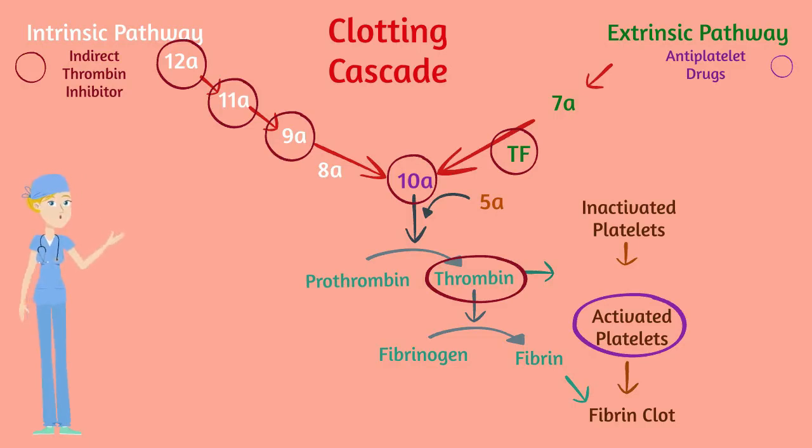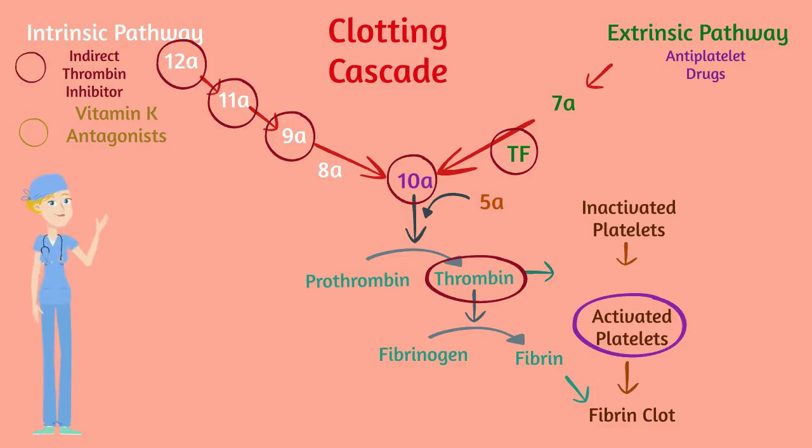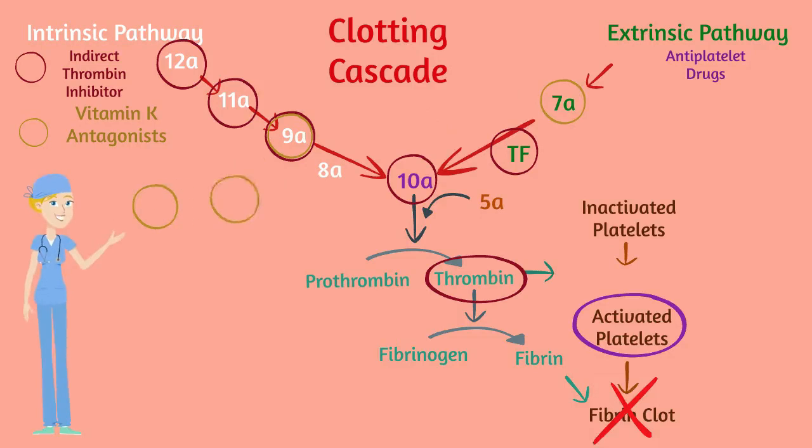The next drug category we will review are the vitamin K antagonists. Vitamin K is an essential cofactor that affects activation of various factors on the clotting cascade. Without vitamin K, several clotting factors cannot be activated and the cascade is halted, preventing formation of a fibrin clot. Factors 9A, 7A, 10A, and prothrombin are affected.